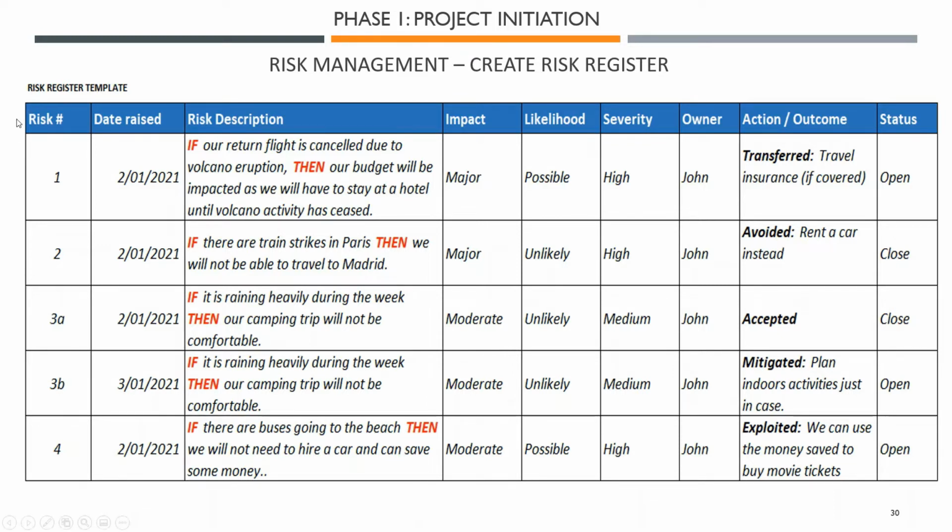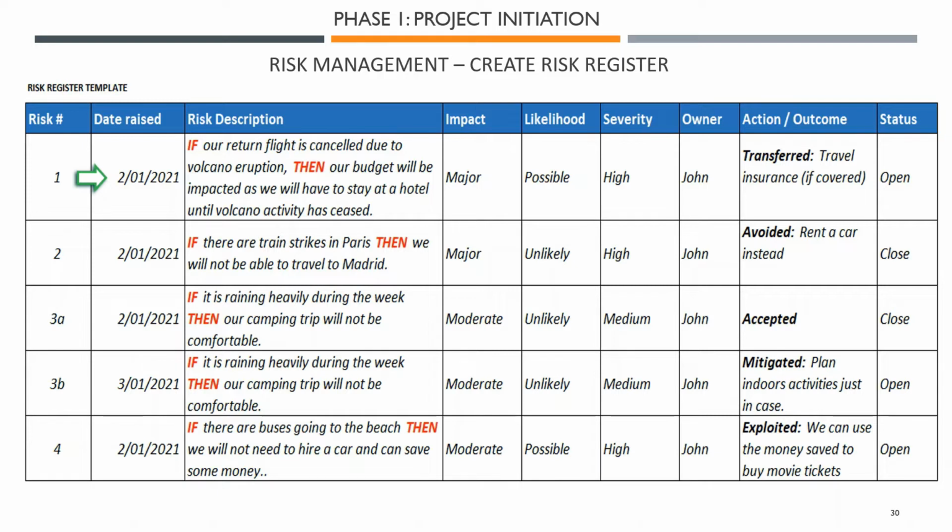If we start with the first one, we put a risk number, we put a date raised, we put a risk description here, a word on this red part, if and then. It's good practice, and it will make you look good if you use this. I think it's a very good way to describe a risk using if then. Otherwise it can become very fluffy. You can say, oh, what if this happens, and the impact is not clear. That really forces you to log your risk in a very structured way, and it makes the impact very clear as well. So if the flight is cancelled, then the budget will be impacted.